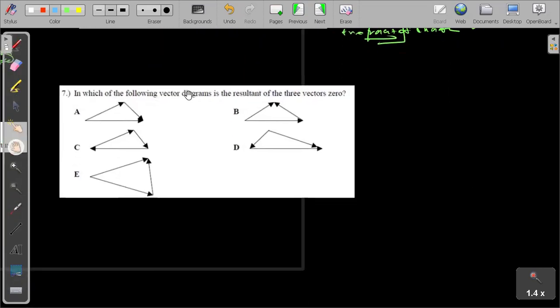Which of the following vector diagrams gives a resultant of three vectors equal to zero? If this one is anticlockwise, this one moves clockwise. No, arrows are meeting together. So this one has two arrows meeting together. This one goes here, here, here, in the clockwise direction. When two arrows come and meet head to head, head to head means there will be a resultant. If there are no arrows meeting like this and all the arrows join head to tail, that means the resultant is zero. I explained that in another way.